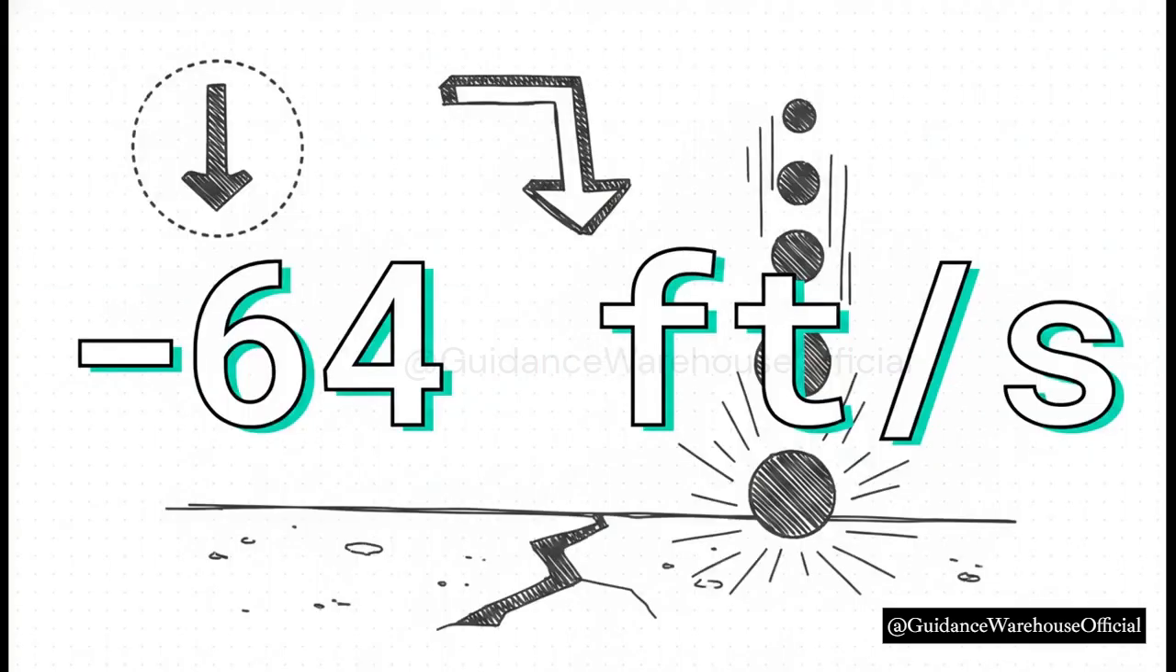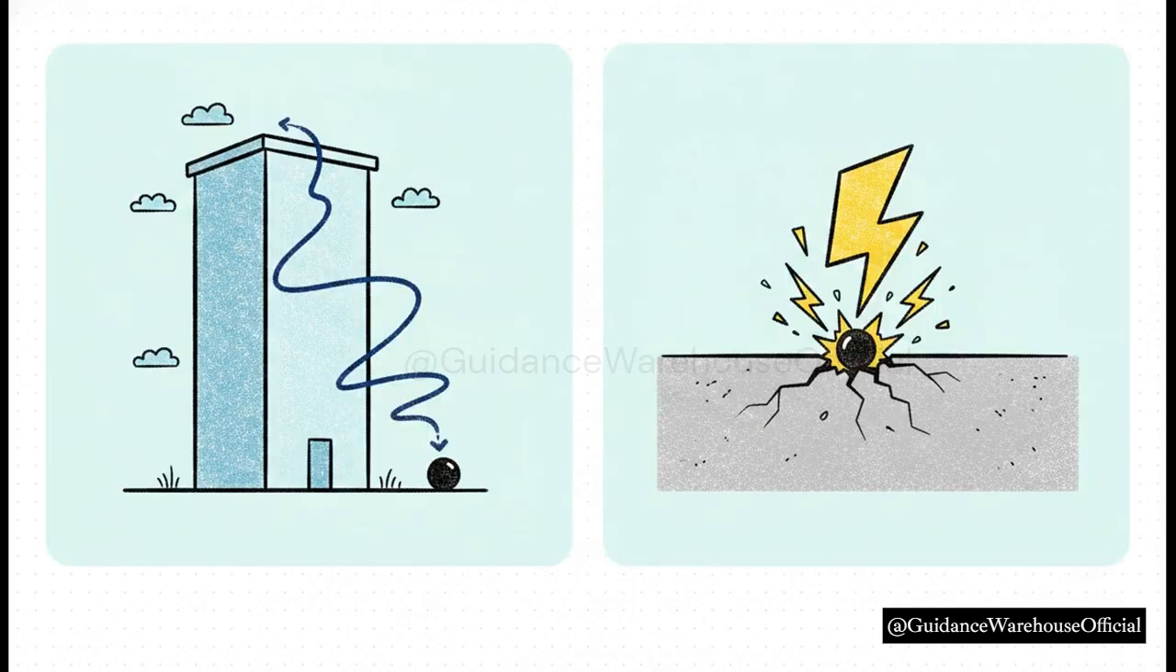And we get negative 64 feet per second. That is the exact instantaneous velocity, the exact millisecond that ball strikes the pavement. Oh, and by the way, that negative sign just tells us the direction of the motion is downward. Now wait, hold on. This is absolutely crucial.